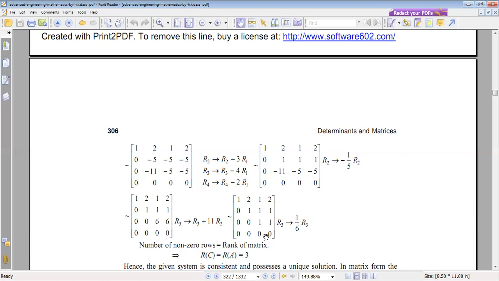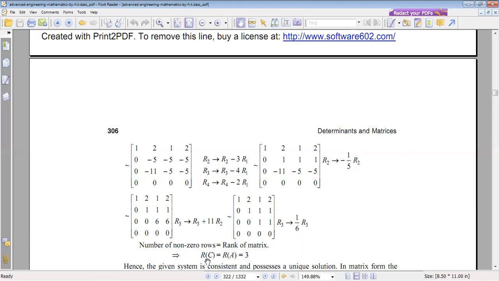Now see here, the first three columns are the matrix A. In the first three columns, how many non-zero rows are there? There are 3 non-zero rows. See here, 1, 2, 3. Now again see the whole matrix, that means the augmented matrix. How many non-zero rows are there? Again 3 non-zero rows are there.